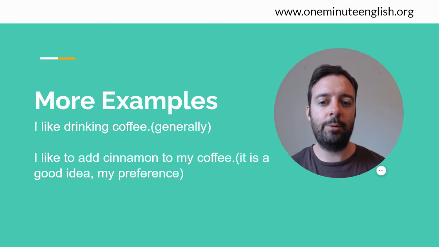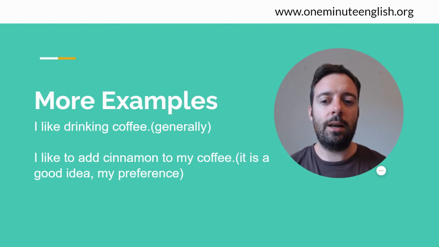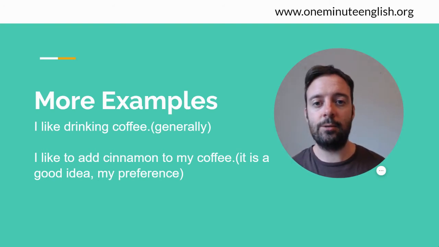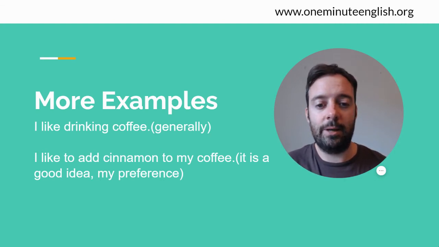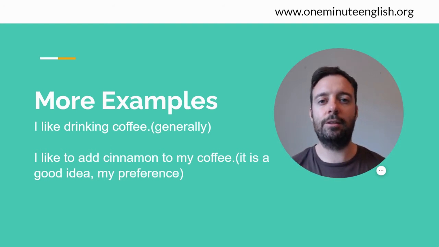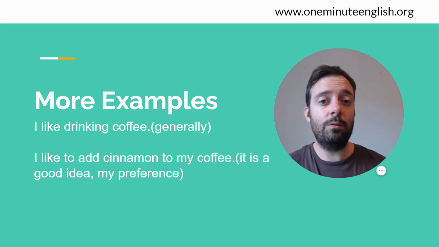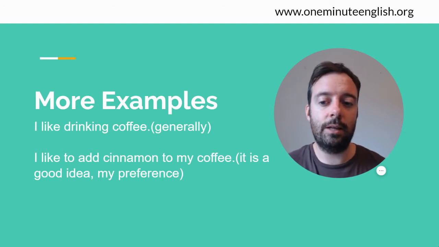Let's look at another example. I think this example will make it clearer, hopefully. So I like drinking coffee. Okay, so it's kind of something general, right? But if you want to be a bit more specific about your preference, like this example, I like to add cinnamon to my coffee, right? It's just that little bit specific. That's your preference, right? And that maybe other people don't like to do. Okay, so you just want to show your preference. Okay, so let's think about that example in a bit more detail. Okay, and that's it for this lesson.